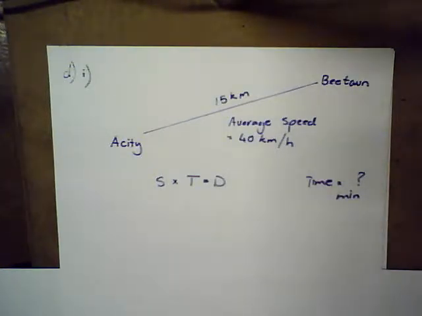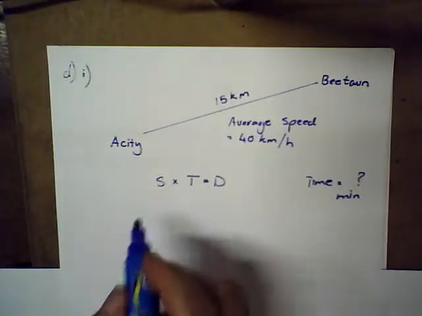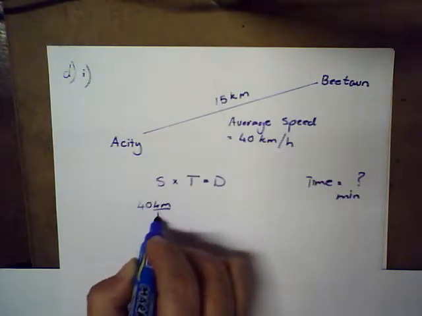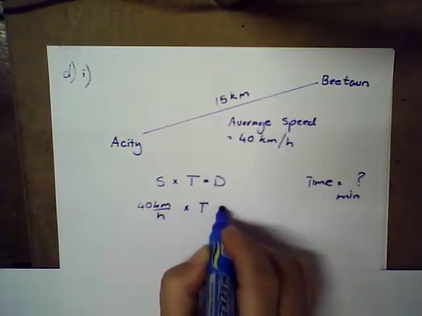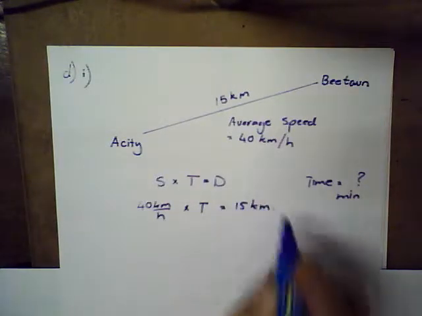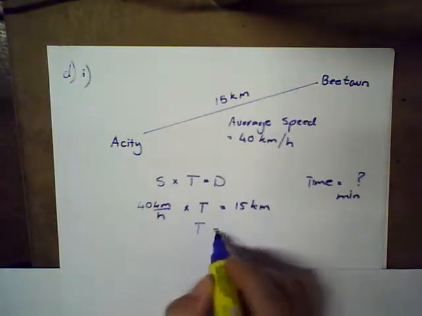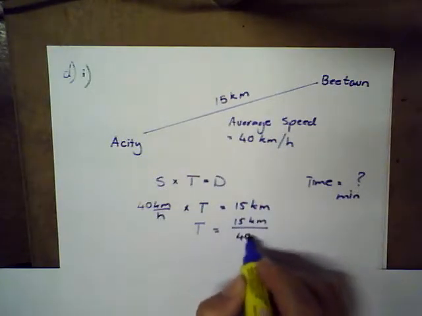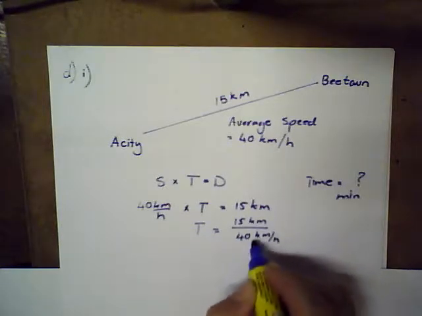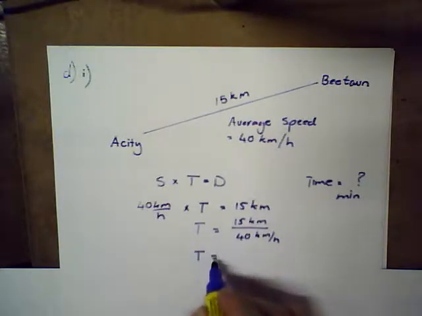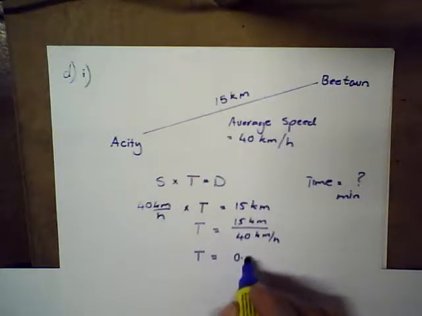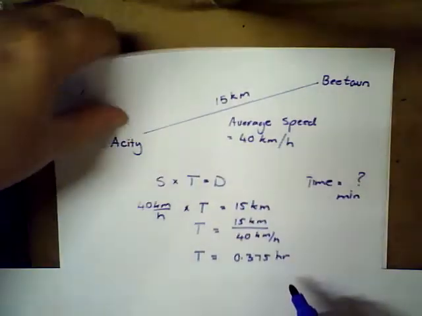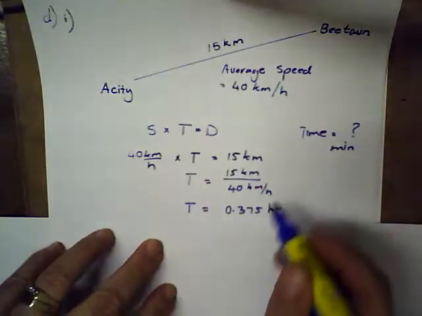Okay, now let's start going there. Okay, so we know that 40 kilometers per hour was her speed. So 40 kilometers per hour times the time equals the 15 kilometers. If I solve for time, that would mean that I have 15 kilometers divided by 40 kilometers per hour. Kilometers and kilometers will cancel out, and I will have time as 0.375 hours. But we do not want our time in terms of hours.